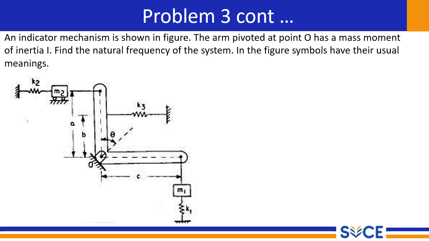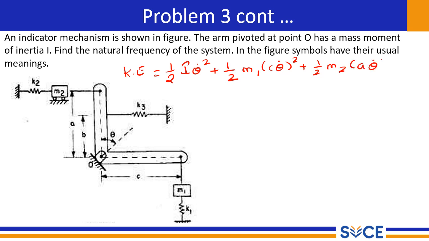So let me continue the problem. We actually derived the kinetic energy and potential energy for the system. The kinetic energy is given as, referring to the previous slide and rewriting it, half I theta dot square plus half m1 c theta dot square plus half m2 a theta dot square. Then we have to go for the potential energy.